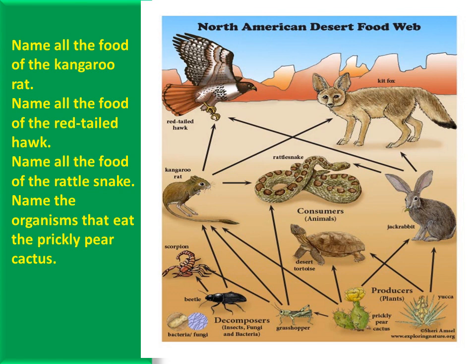Name the organisms that eat the prickly pear cactus. The jackrabbit, the desert tortoise, the kangaroo rat.